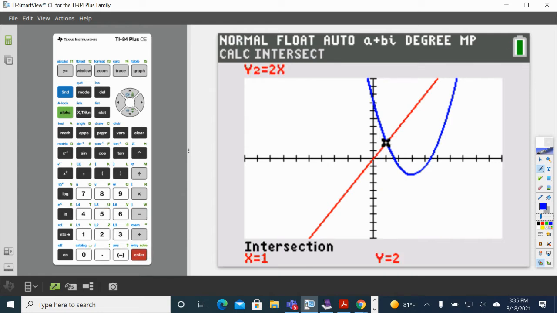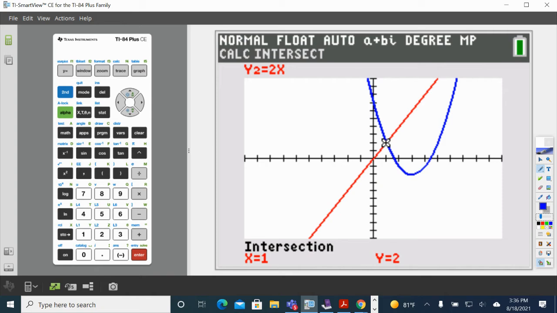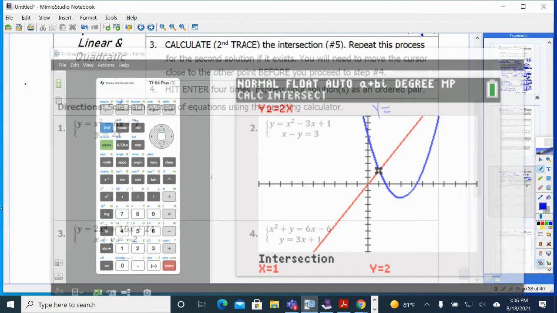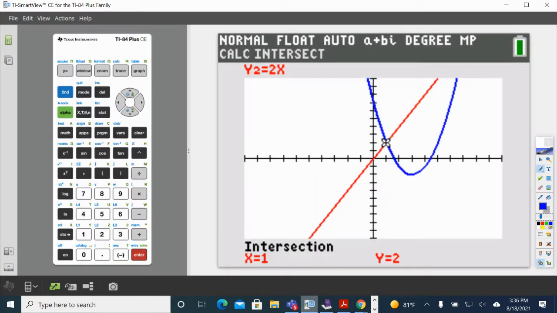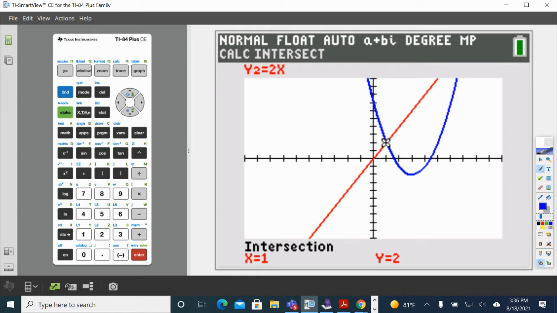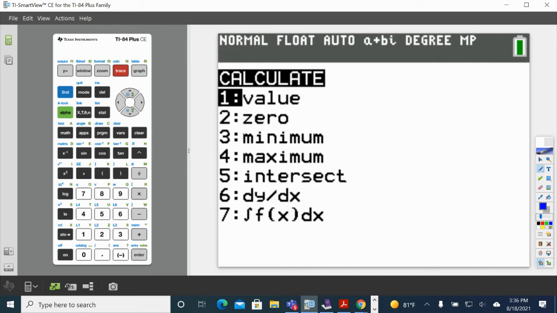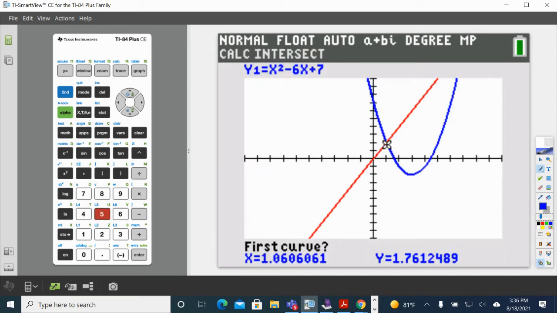My first intersection, you're going to know which one's which. You'll see your cursor here. It's giving me this intersection is 1, 2. So the x is 1, the y is 2. Put that as an ordered pair: (1, 2). Now, it didn't give me the second ordered pair. Y'all, it can only give you one answer at a time. So we've got to find the other point that's up here. So let's repeat this process, but listen carefully. Second trace. We're still looking for the intersection.